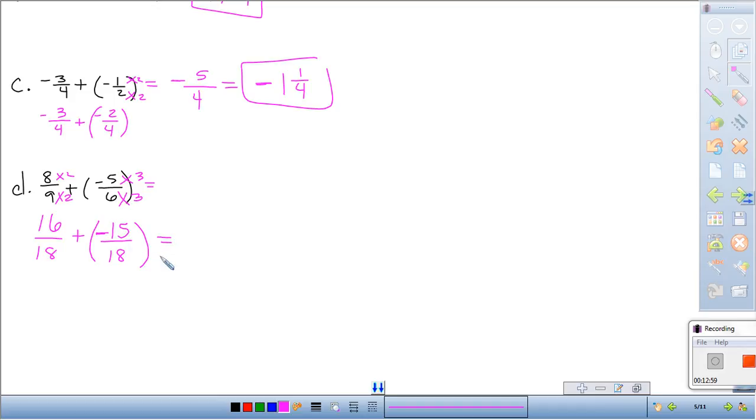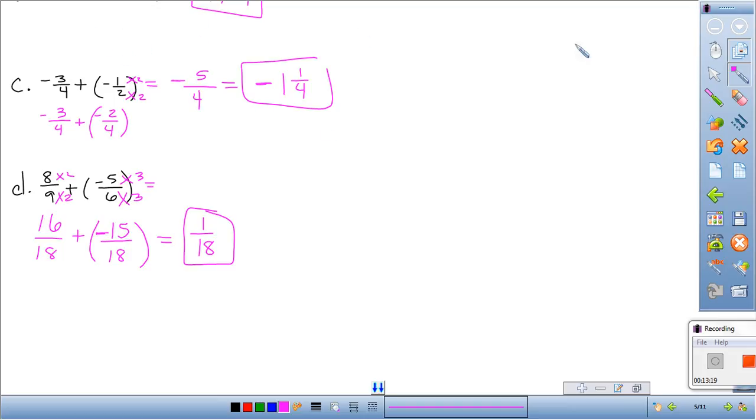And again, we're subtracting. And we always do larger number minus the smaller number, ignoring the negative. So 16 minus 15 is 1/18. Keep the sign of the number with a larger absolute value, so ignore the negative. What's bigger, 16 or 15? 16 is, it's positive, so our answer is positive, and it's already in simplest form.